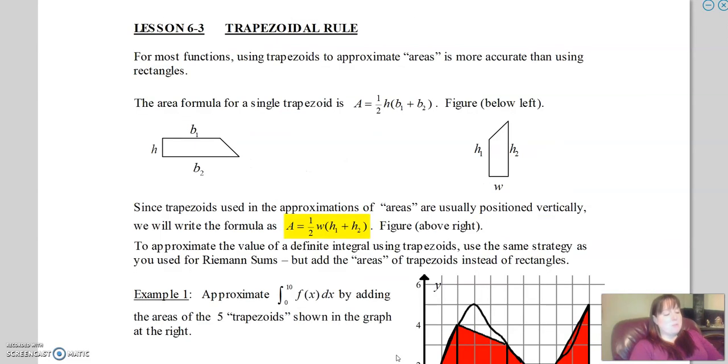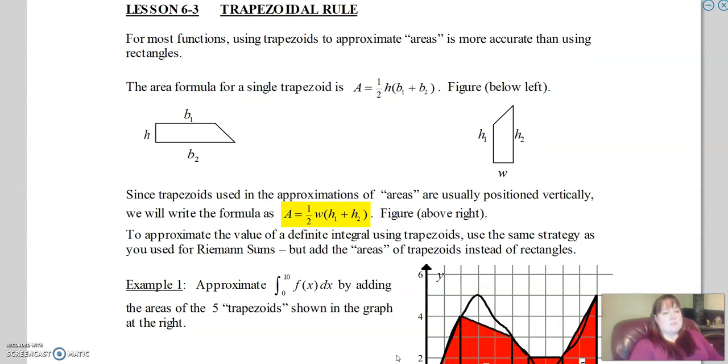And the biggest thing you need to remember with the trapezoidal rule is the formula to find the area of a trapezoid. If we have a trapezoid that looks like this one over here, you find the area by doing base 1 plus base 2 times the height, divided by 2, right? It's like you average the two bases and multiply by the height. So that's what we do with that one.